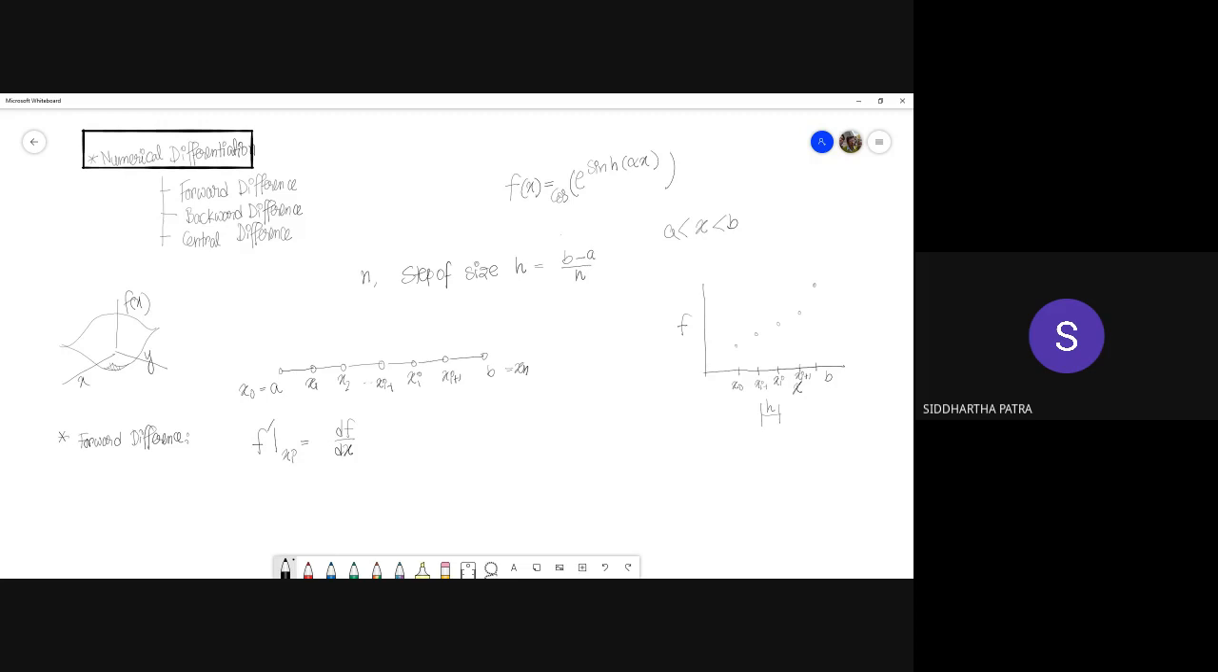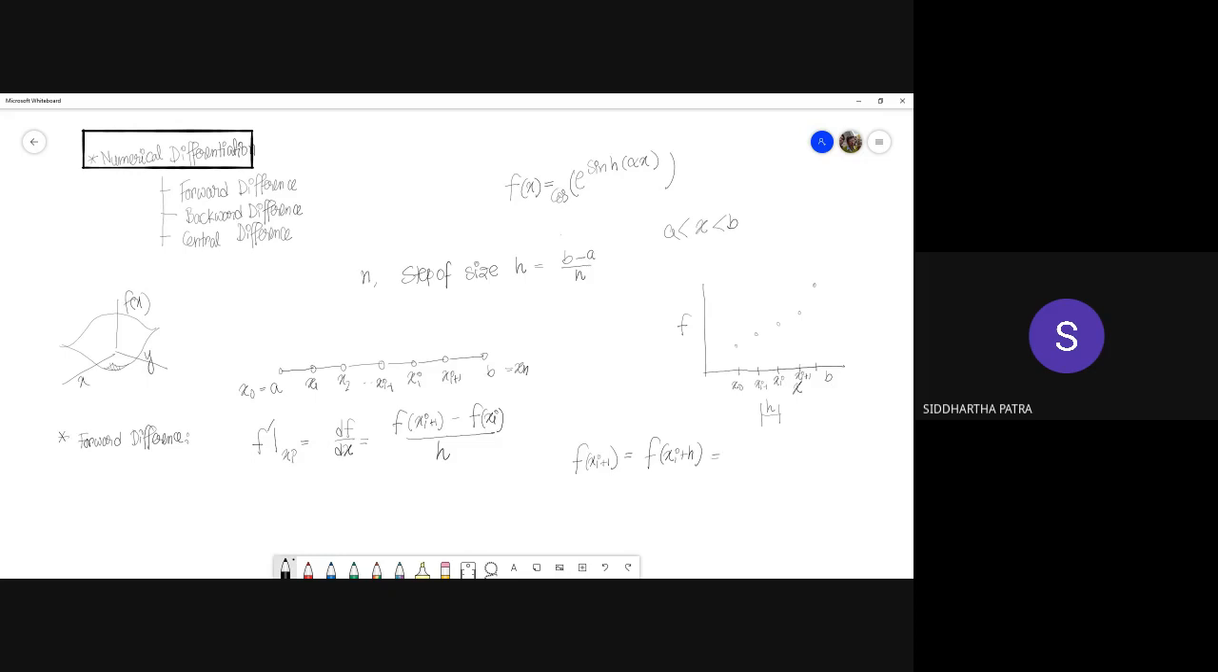Technically speaking, it is supposed to be a partial derivative. And this is how it is defined: f of xi plus 1 minus f of xi, divided by h. This is an approximate representation of the derivative. Just by looking at it, it should be evident that f of xi plus 1, if I expand that in Taylor series, is f of xi plus h, right?